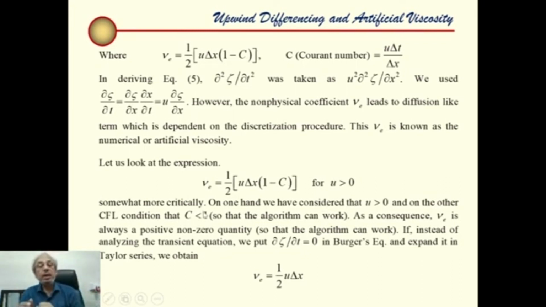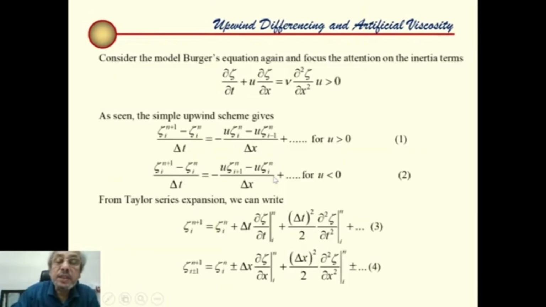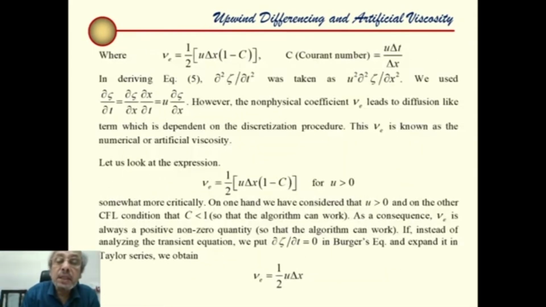Now if we look at it more critically, we can see that we got this because we started this discretization with the possibility of u being positive. U being negative will give us a similar conclusion, not the same conclusion. But here, u being positive, we are getting u delta x into 1 minus Courant number. Now u is a positive quantity. Courant number has to be less than 1.